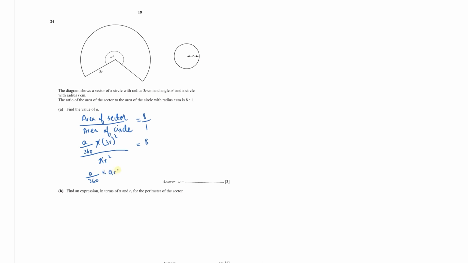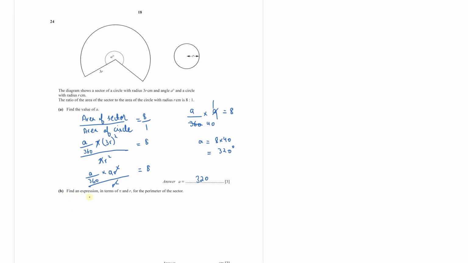into 9r squared over r squared equals 8. Then you cancel this r squared with this r squared, and you get a over 360 into 9 equals 8, 9 times 1, 9 times 4, and then 40. So a would be equal to 8 into 40, which is 320 degrees. So the value of a is 320.